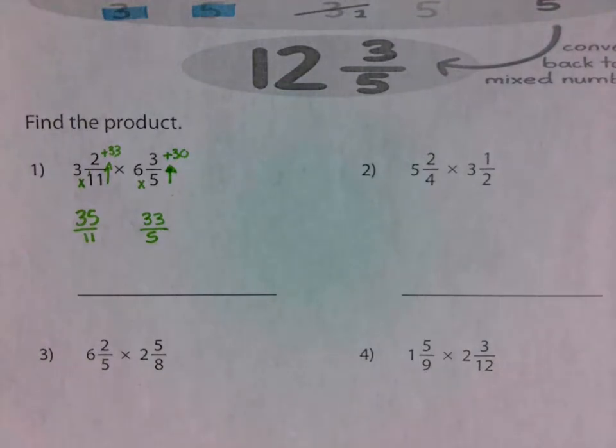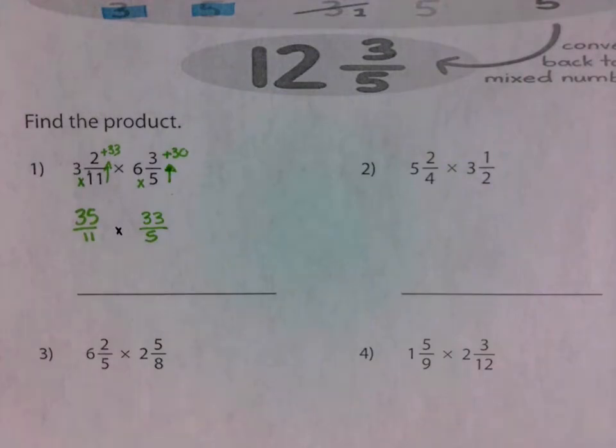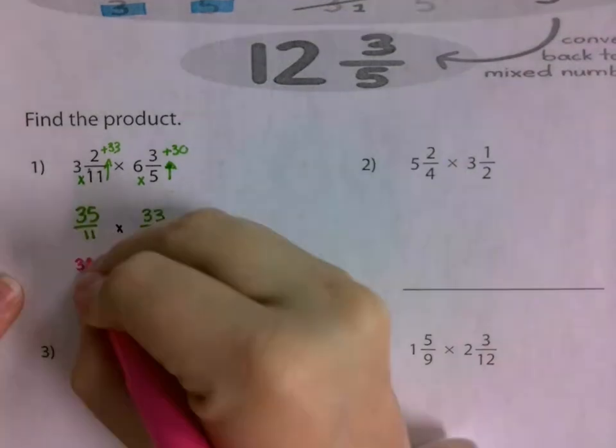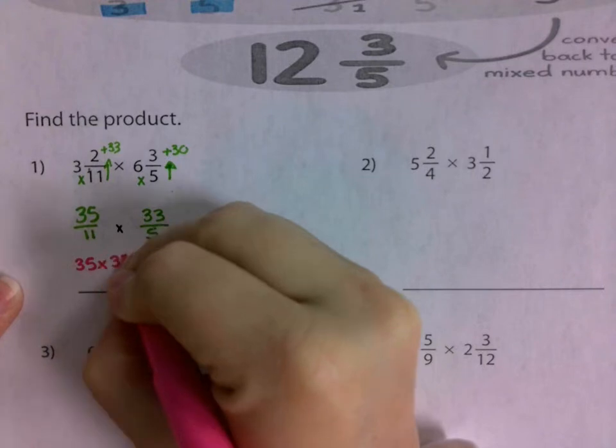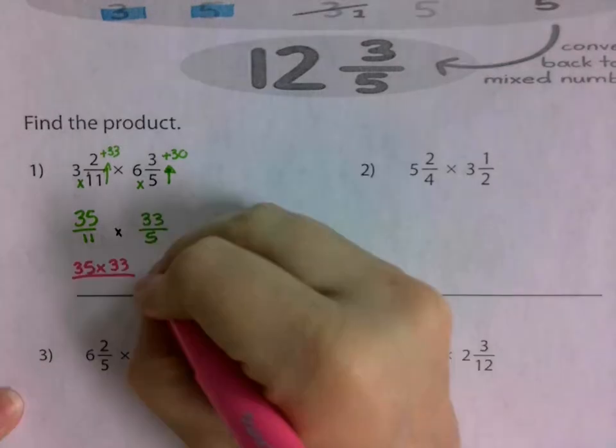So that means that we would do 35 times 33. Okay, 35 times 33 is going to come out to 1,155. So there's our numerator.